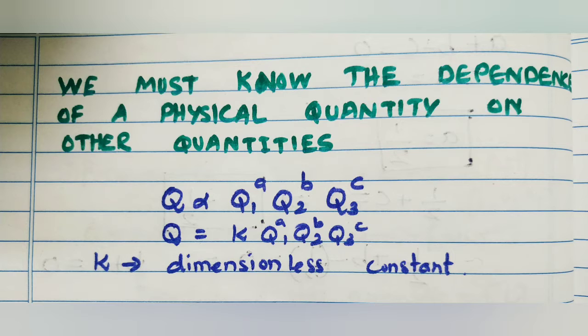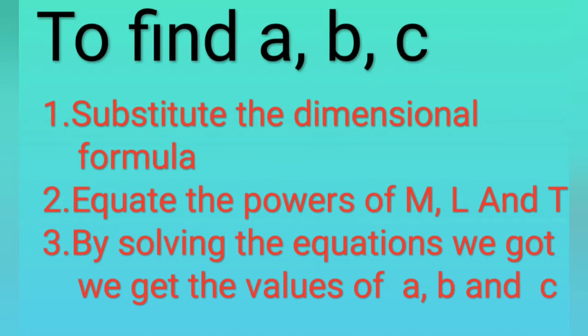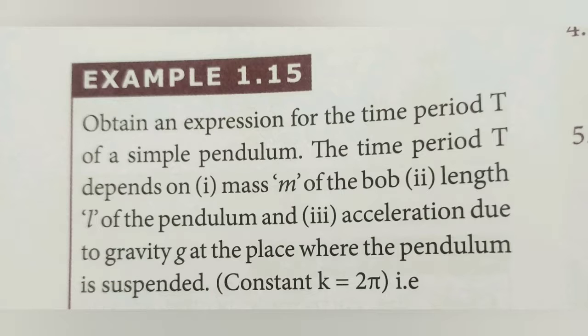Now we can write the equation as Q proportional to Q1 power A, Q2 power B, Q3 power C. That is Q is equal to K into Q1 power A, Q2 power B, Q3 power C, where K is a dimensionless constant. To find A, B, C, first we have to substitute the dimensional formula. Then we have to equate the powers of M, L and T. Then by solving the equations we get, we get the values of A, B and C. Okay. Now let's see the example problem.